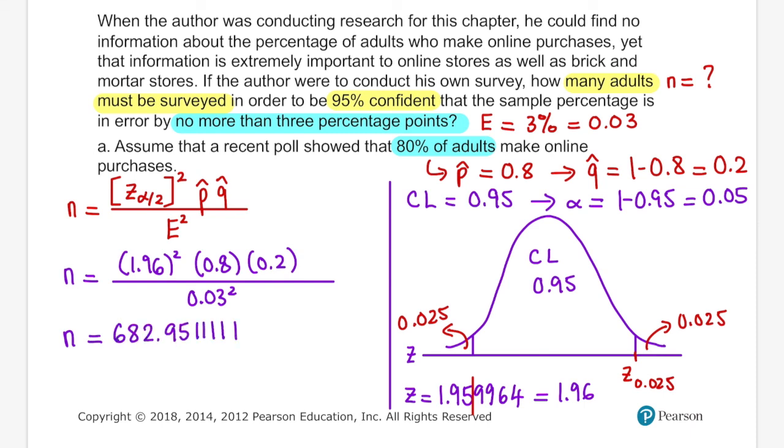And I got 682.9511111. N is always rounded up to the next whole number. I am going to round this up to 683.